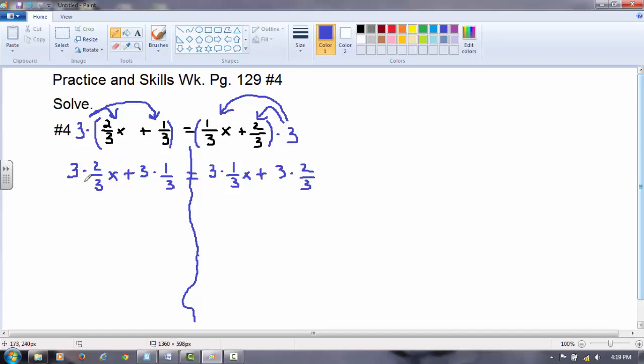Now what we're going to do next is simplify. We have a 3 and a 3, so we can cross those out. We're dividing by 3, really. And then 2 divided by 1 is just 2. So we end up with a 2x. Over here you can do the same thing. You have a 3 here and a 3 here, so let's divide by 3, divide by 3. And then 1 over 1 is just 1. So we have plus 1.